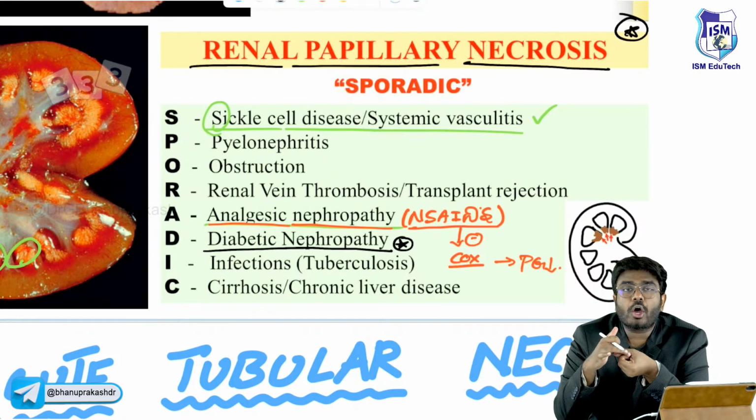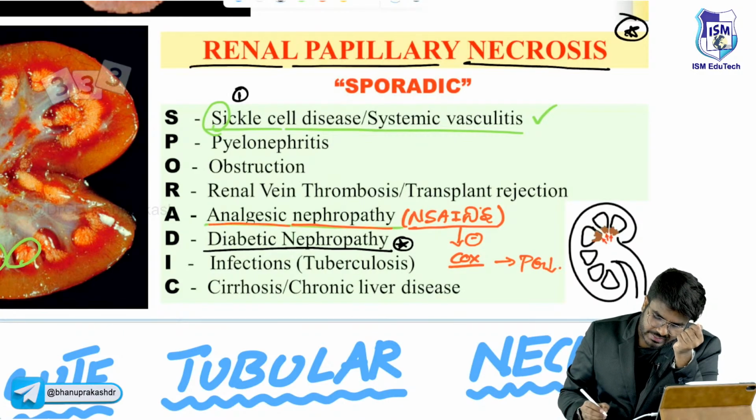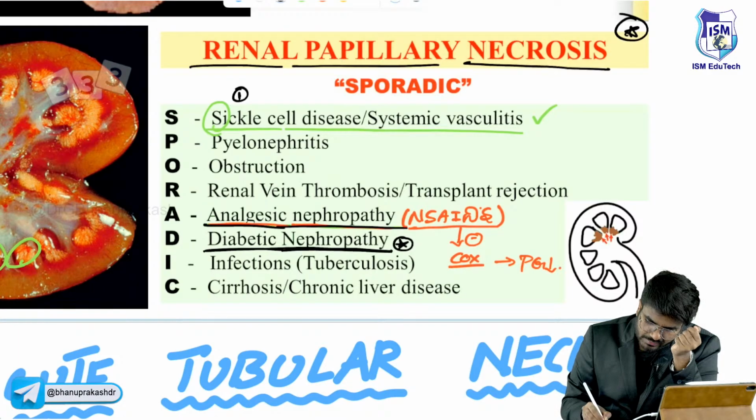In diabetes, there will be non-enzymatic glycosylation, and the glucose is getting deposited over there. So the lumen is going to decrease. When the lumen decreases, there is less blood supply, and less blood supply means necrosis. So this is the third cause. Cause number 1, sickle cell disease. Cause number 2, using drugs like NSAIDs. And cause number 3 is diabetic nephropathy.